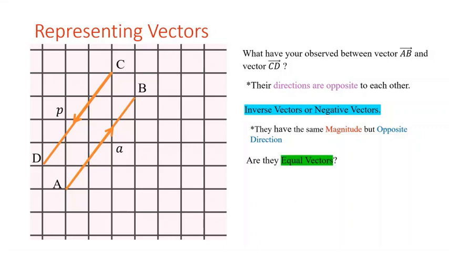Very important. Now the question I want to ask, are they equal vectors? Take a moment, pause the video and think if they are equal vectors. Now they must have the same magnitude and direction to be equal vectors. So if you said that, you are correct.